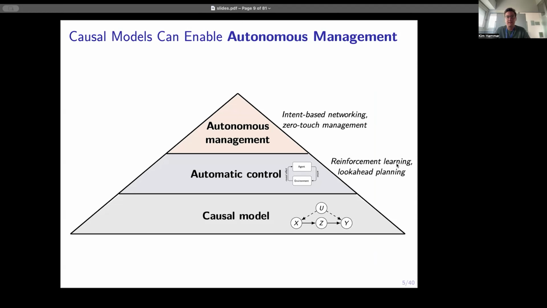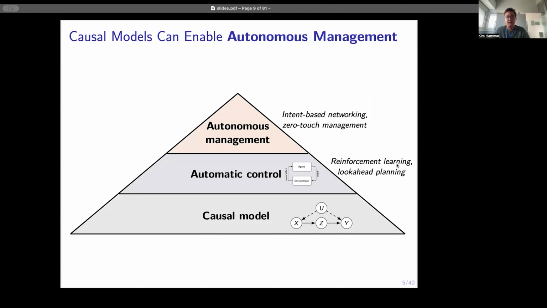And to ensure that this estimated model is accurate and that it covers the entire operating region of the system, we also perform active interventions in order to explore alternative operating conditions. So for example, we may temporarily adjust the routing configuration in the network and then measure how that impacts the response time of a service request.